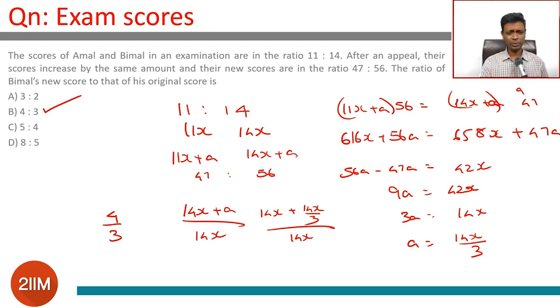A very methodical question, there's nothing here. 11:14, 11x, 14x, add an A, solve for A in terms of x, and then we are through.